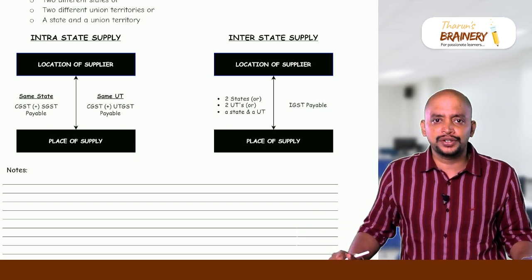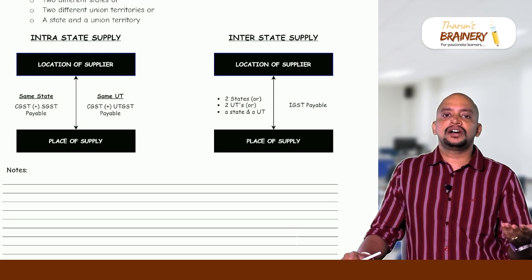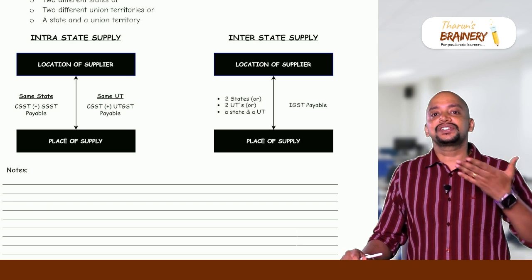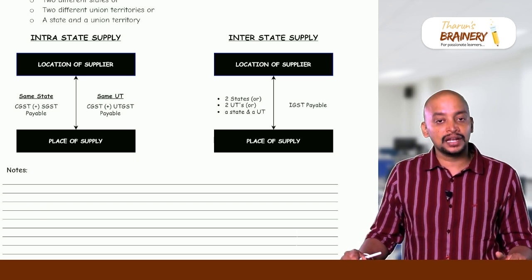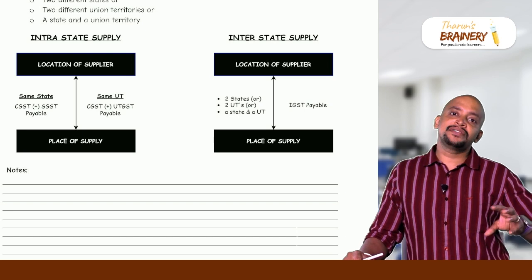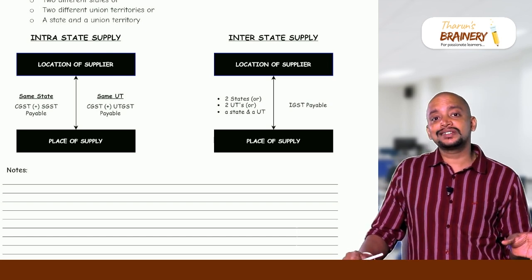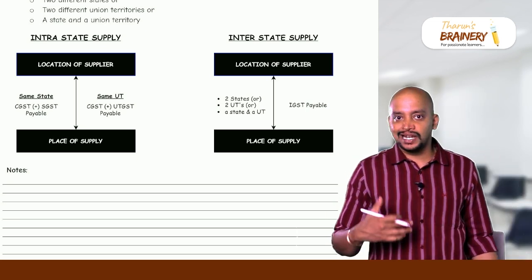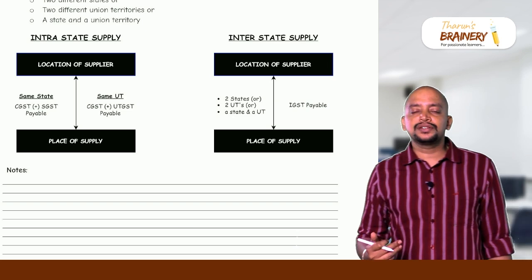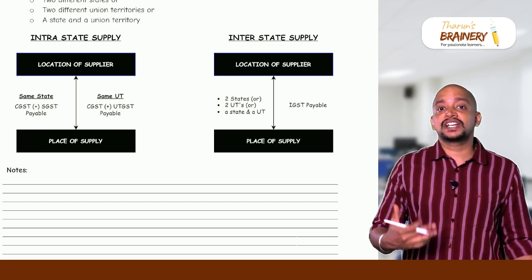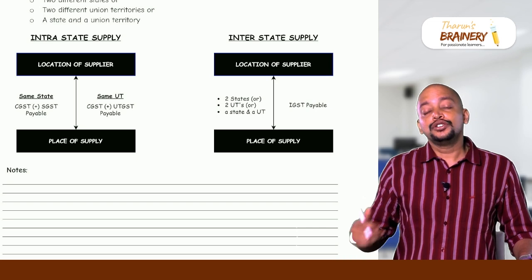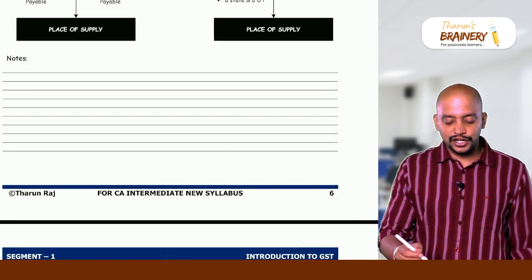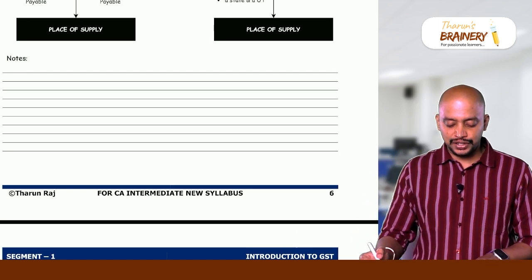Now, what is the general meaning of location of supplier? What will be taken as the location of supplier? Suppose they are providing some services or supplying goods from the registered place, that registered place will be taken as the location of supplier. Suppose they have a registered place, but they are doing business in a fixed establishment, so that fixed establishment or business establishment will be taken as the location of supplier. In the absence of that, the usual place of residence, for example online classes and so on, the usual place of residence will be taken as the location of supplier. Okay, so you just write down below.